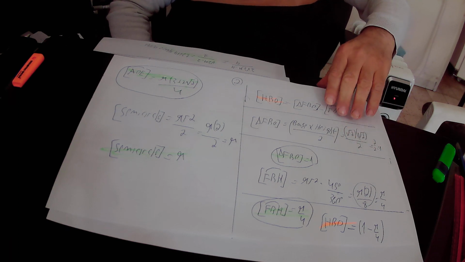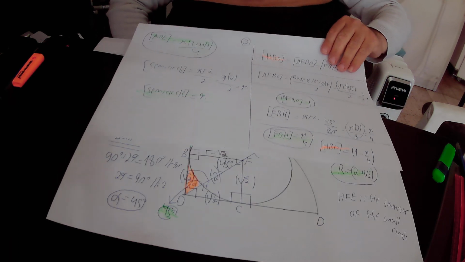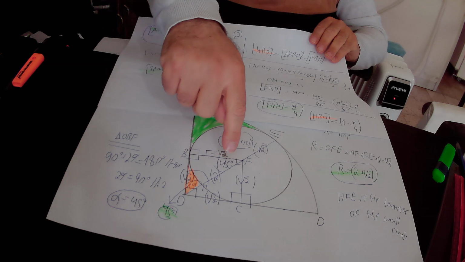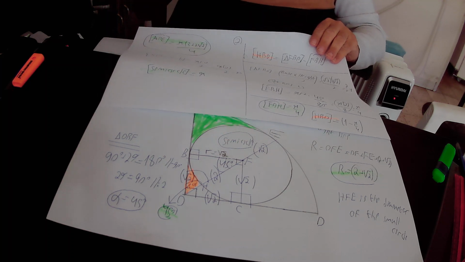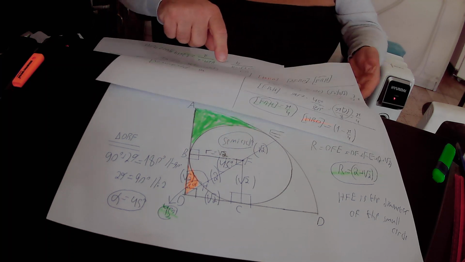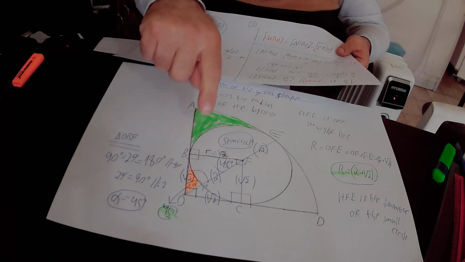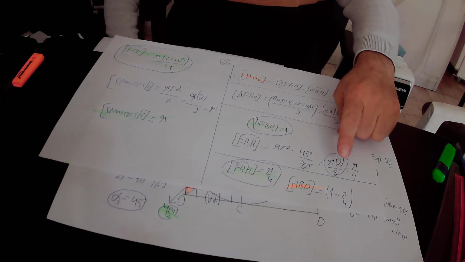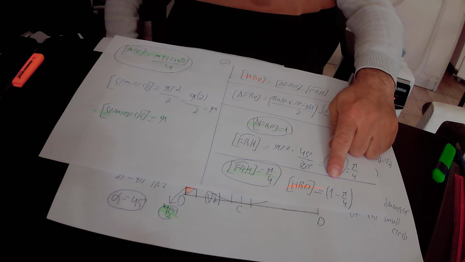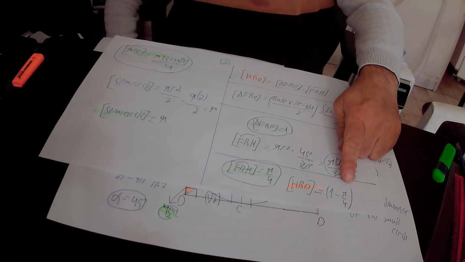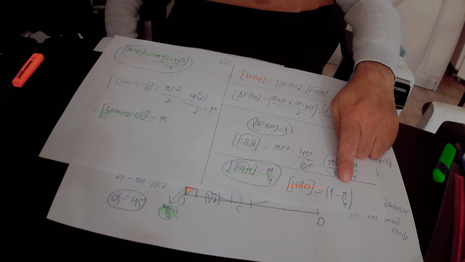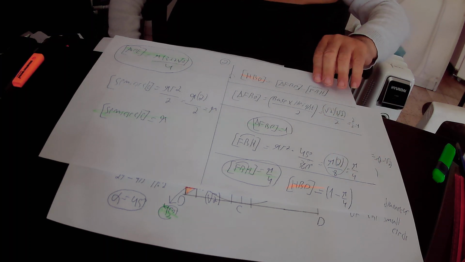So in conclusion, we found out that the area of this small sector FBH is equal to pi over 4 square units. Therefore, in total, the area of this orange shape equals the area of the right triangle FBO, that is 1, minus the area of the small sector FBH, that is pi over 4. So in total, the area of the orange shape HBO equals 1 minus pi over 4 square units.